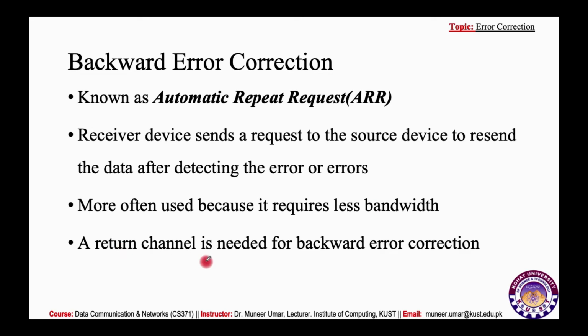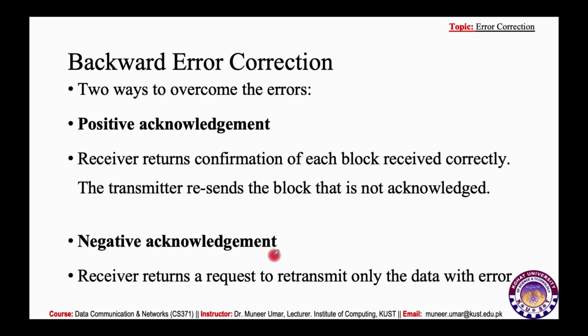A return channel is needed for backward error correction. So there must be some sort of mechanism so that the receiver also sends the information about the received data to the sender. For that purpose, the backward channel is also required. There are two ways for backward error correction. The first one is positive acknowledgement and the second one is negative acknowledgement.